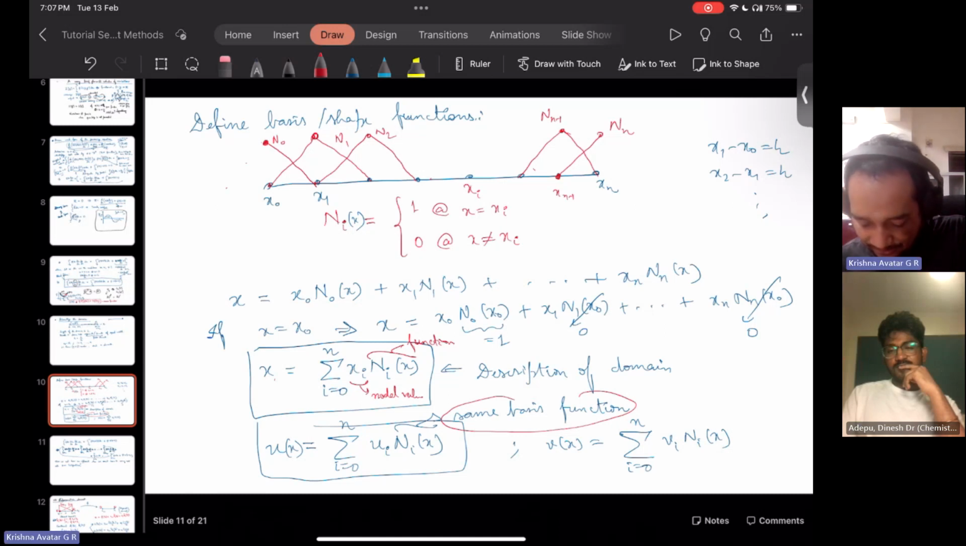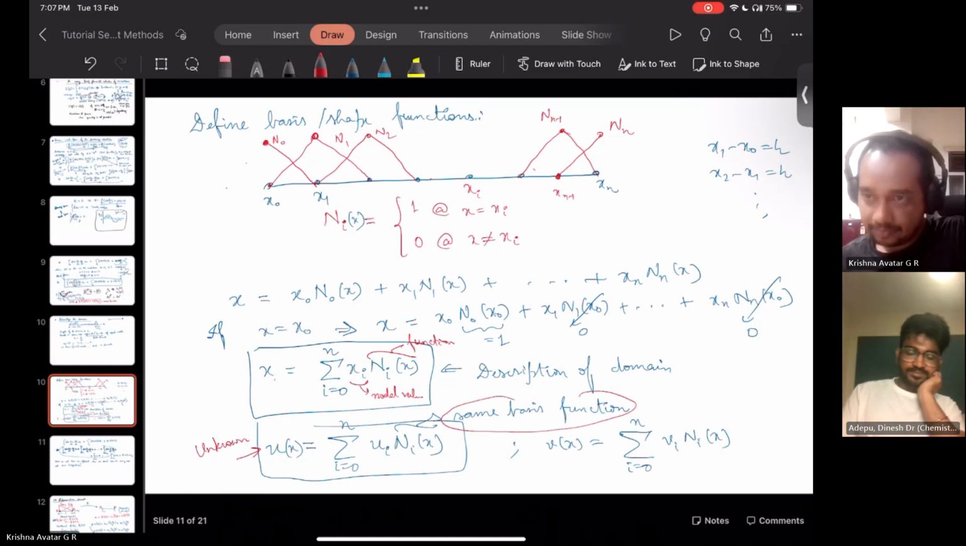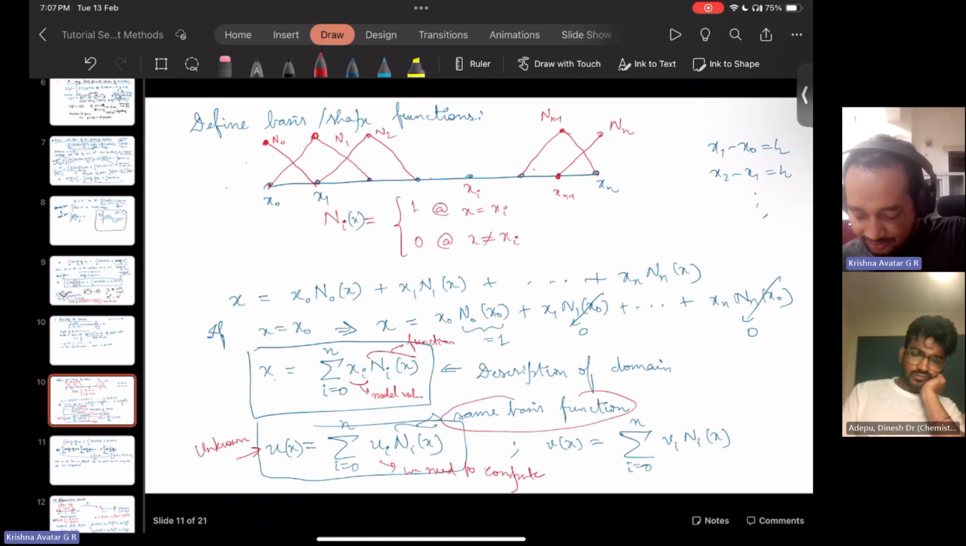U is still unknown; this we need to determine. U is our solution variable, which is the displacement that needs to be determined. But we are expressing it in terms of u_i and N_i. So we only have to compute u_i.